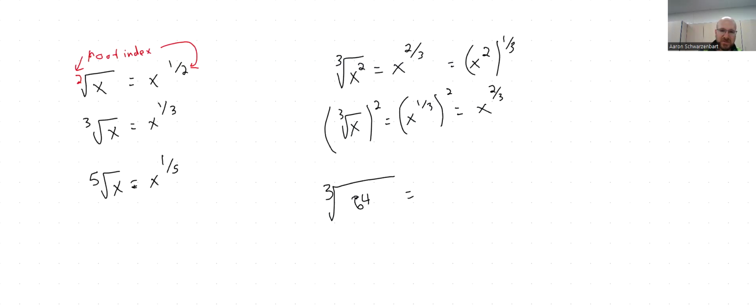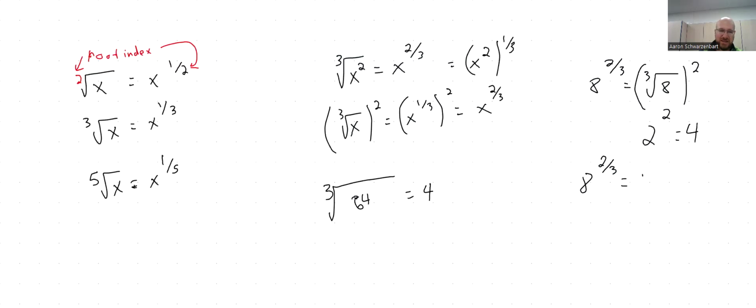Well, the cube root is 64. What cubed is 64? That's 4. Sometimes I can do this like 8 to the 2/3. Sometimes it's nice to do it as roots squared. The cube root of 8 is 2. 2 squared is 4. Usually it's easiest to do the root first. So 8 to the 2/3 power is 4.